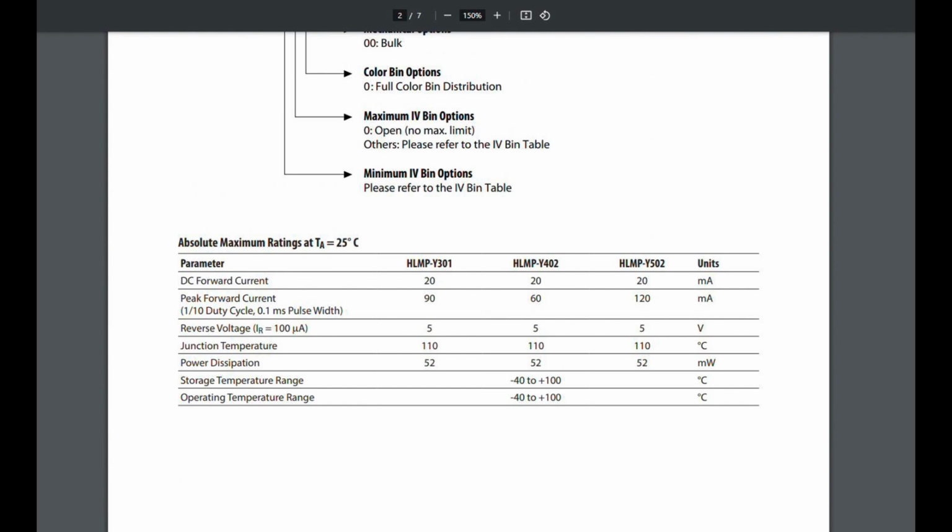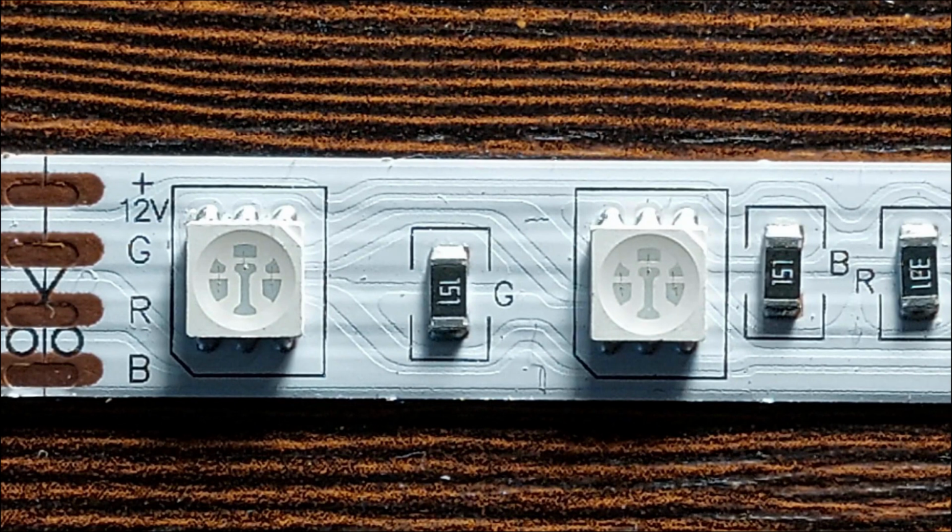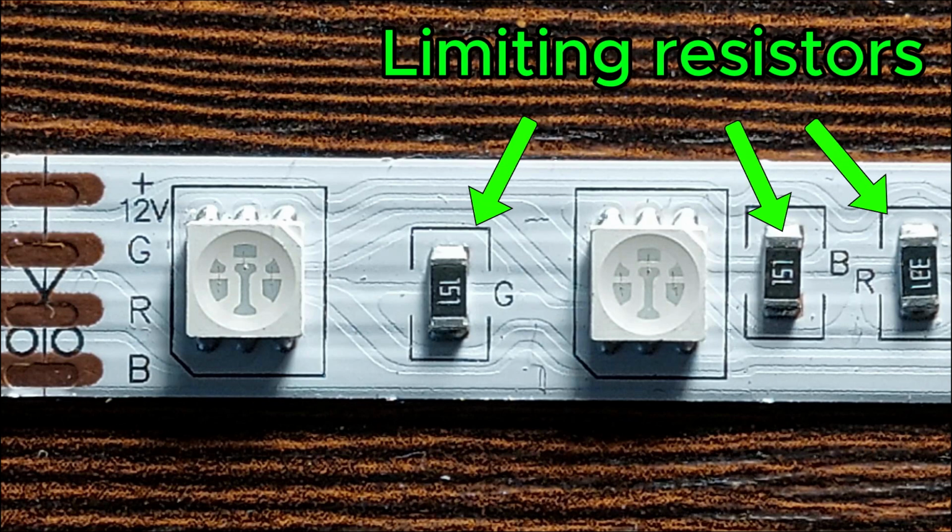Fortunately, in most cases it's really simple. You just need to add a proper resistor in series and that's it. This is exactly the reason why you can find those resistors on non-addressable LED strips.